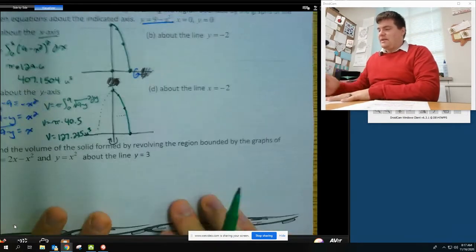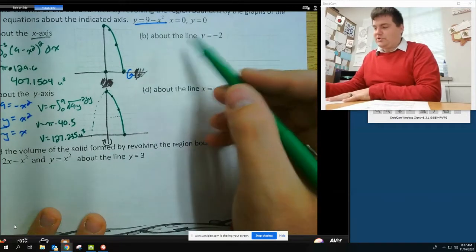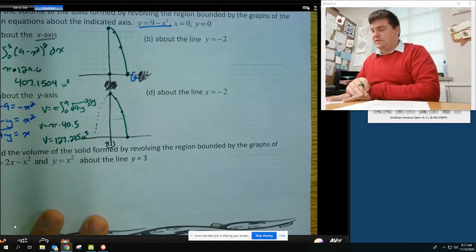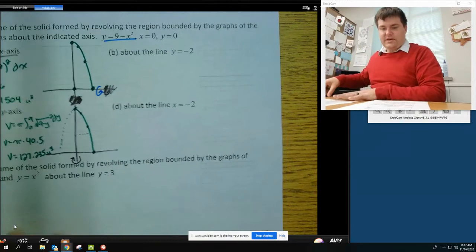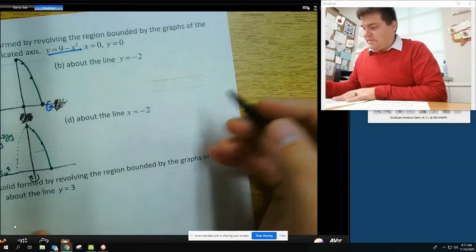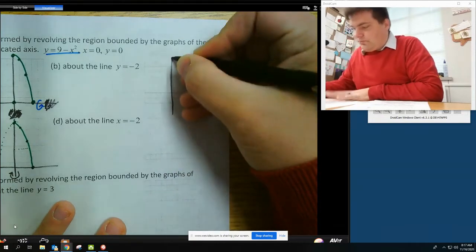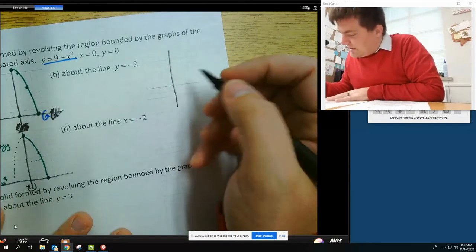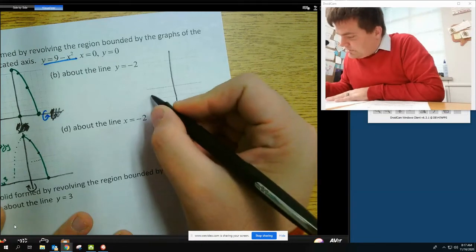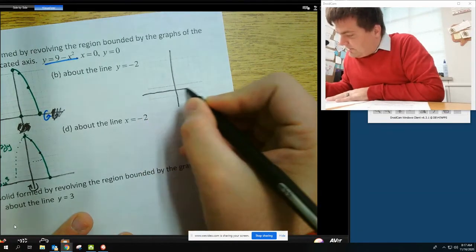What starts to happen now is we're going to actually get some washers when I start doing these problems over here, and you'll see in just a second. Okay, so I'm going to do the exact same thing, but now I'm going to rotate it around the line y equals -2. So let me go ahead and make my axis just a little bit bigger right there.